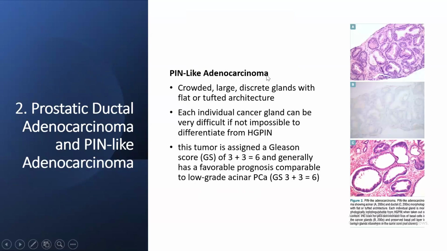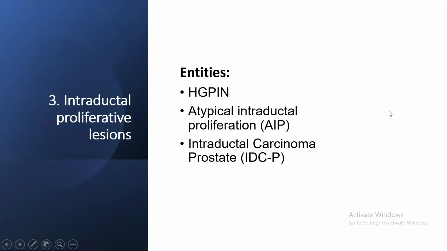Then we have PIN-like ductal adenocarcinoma. Why PIN-like? Because the morphology resembles prostatic intraepithelial neoplasia, where we can see stratification. If we perform the immunostain, the basal layer will be lost over here, whereas it will be maintained in prostatic intraepithelial neoplasia. In PIN-like adenocarcinoma, we can find these crowded glands, and it resembles Gleason score 3+3. Here in the middle part of the photograph, we can see loss of P63, that is the basal layers.